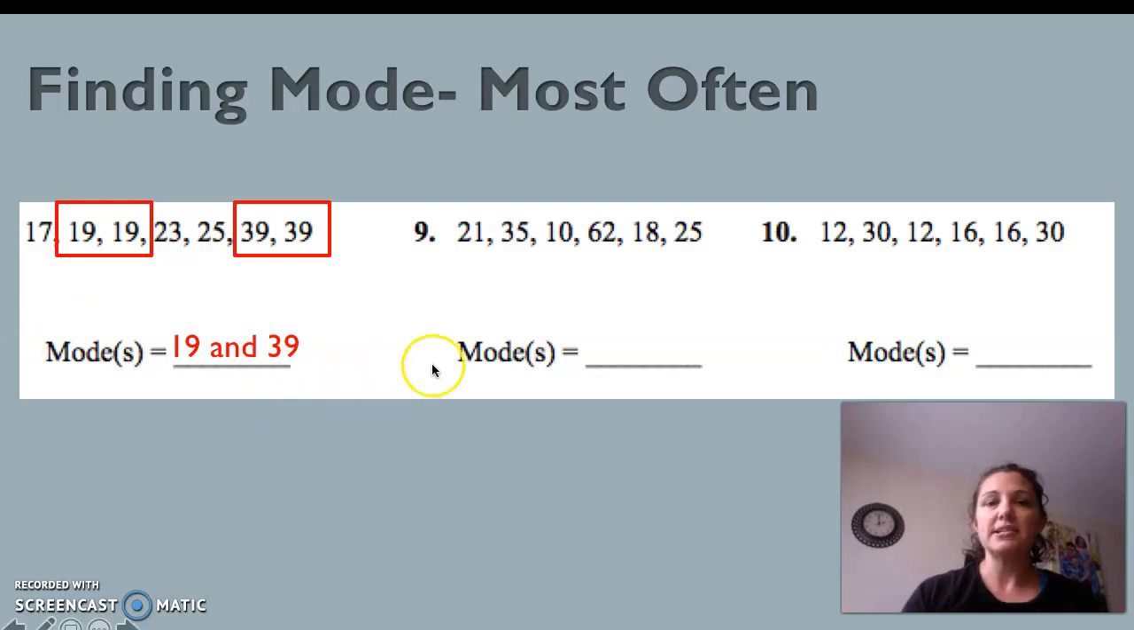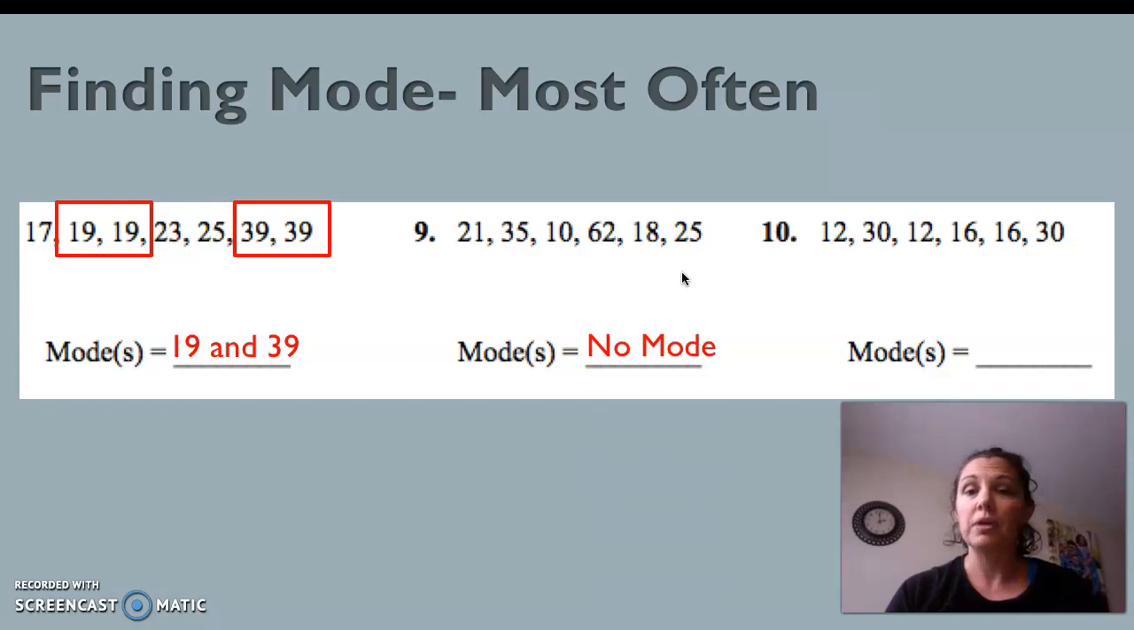If you look at the next set, this is not in order. 21, 35, 10, 62, 18, and 25. If you look closely, are there any numbers here that repeat? Any that happen more often? No. When that happens, we write no mode. We can't write 0. If you write 0, you're saying that 0 occurs more often than anything else. We don't have zeros there. We have numbers, just none that repeat.